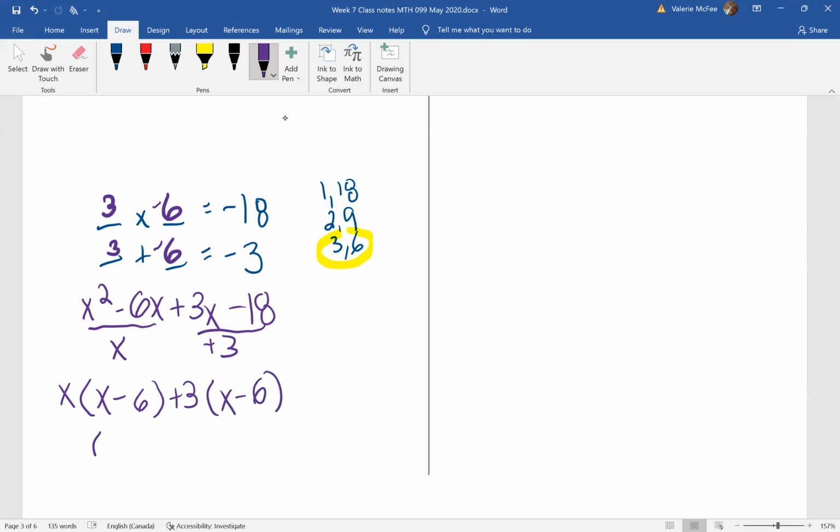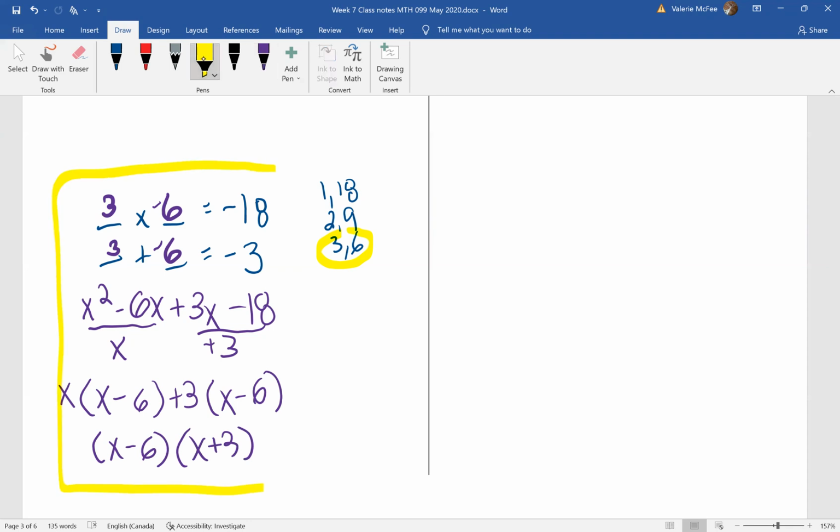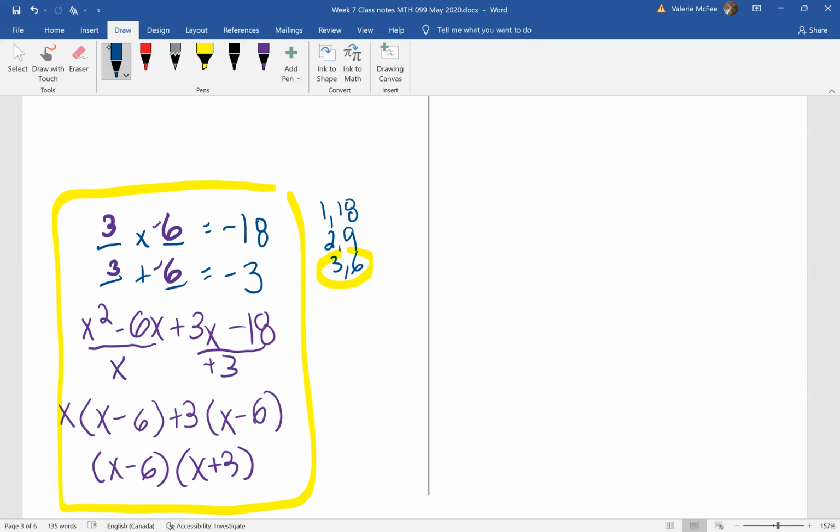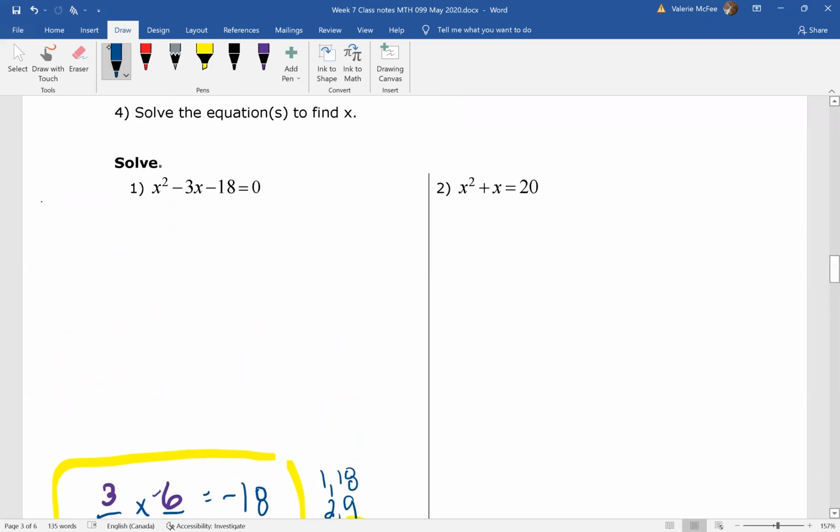We see that x minus 6 is common, leaving x plus 3. So all of this is rough work. I don't want to see this in your equation. When we go back to the equation now, we can just write our factored form, x minus 6 times x plus 3 equals 0.